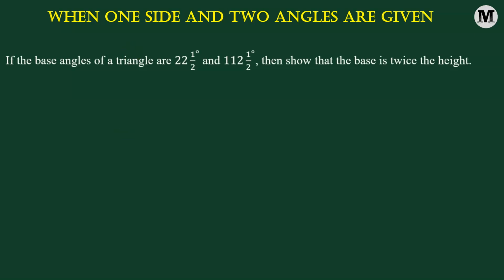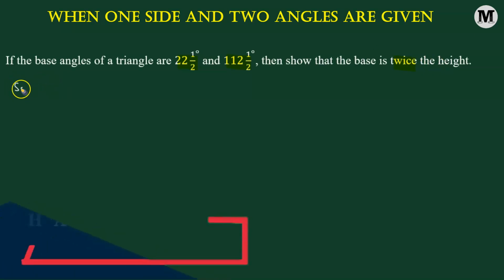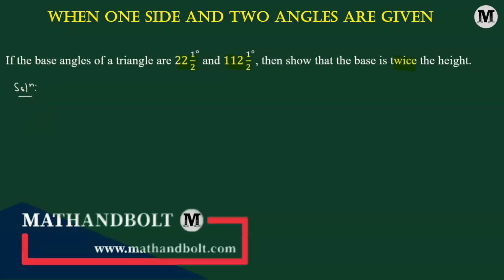If the base angles of a triangle are given as 22.5 degrees and 112.5 degrees, then show that the base is twice the height. Okay, let us begin. First, let's try to understand the problem graphically.